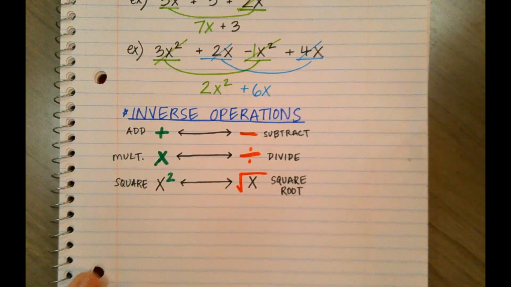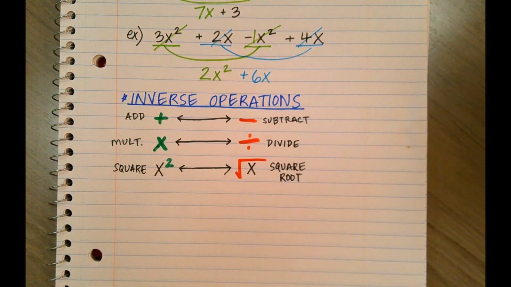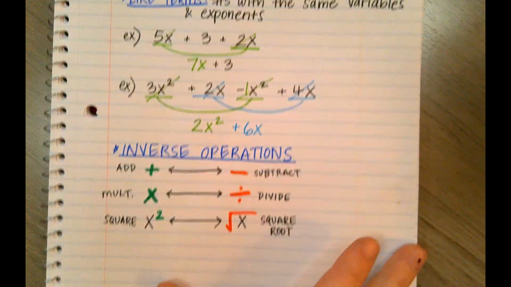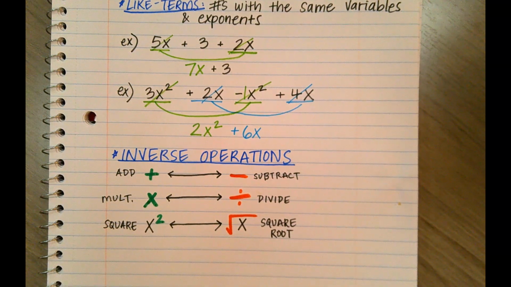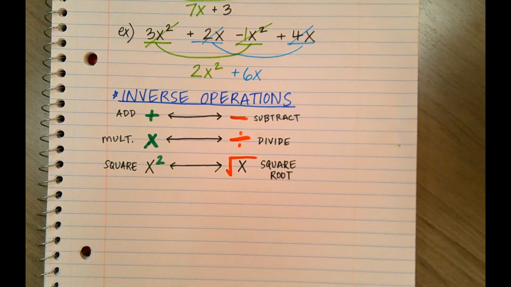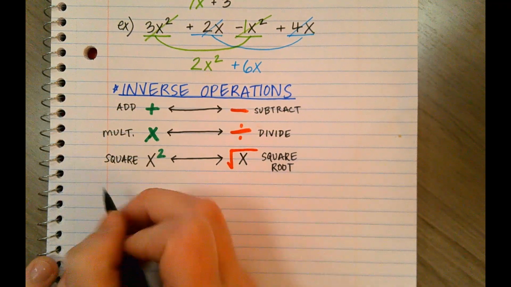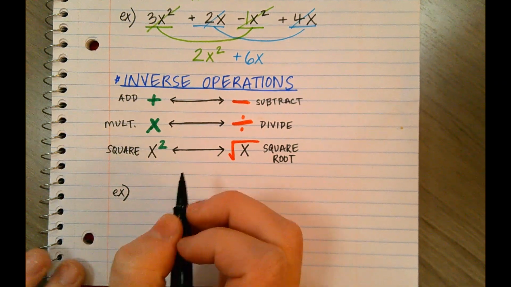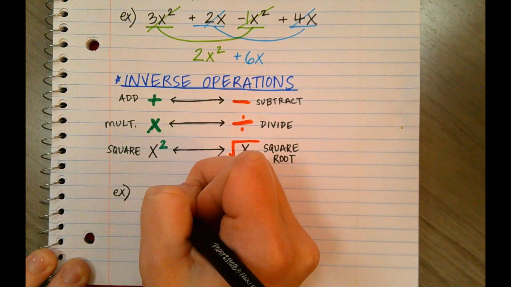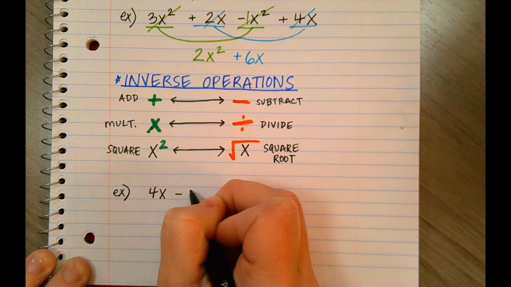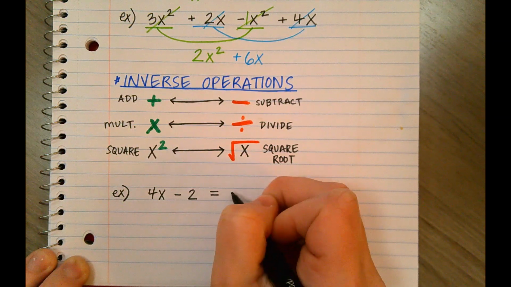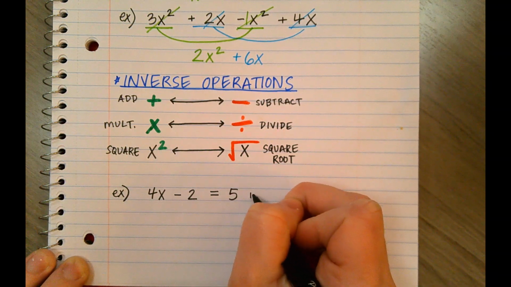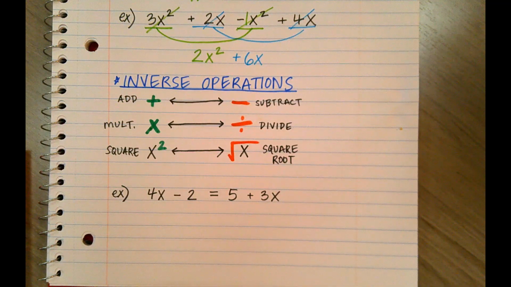Something else that is slightly important is, we just did like terms up here where we could combine them just by adding them together. But what if I have like terms and we're going to combine them with inverse operations? Let me put a little example here. What if I have 4x minus 2 equals 5 plus 3x. This is an equation now, a basic equation.